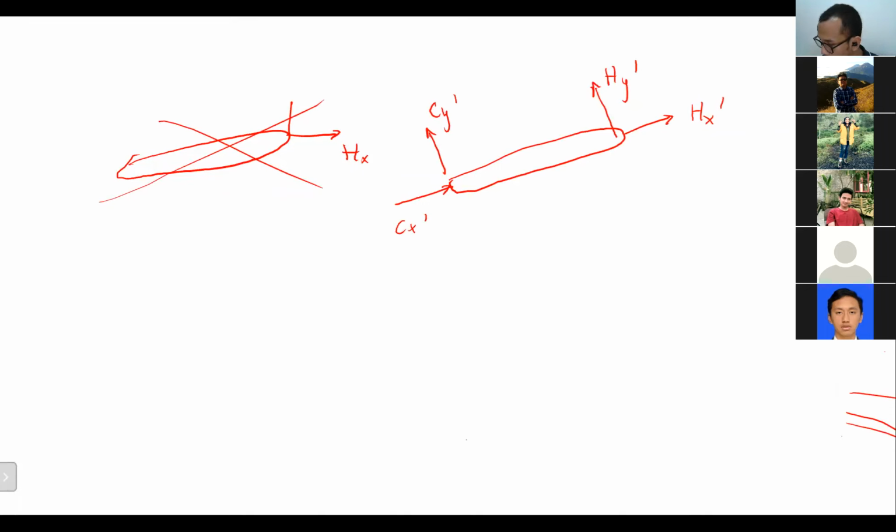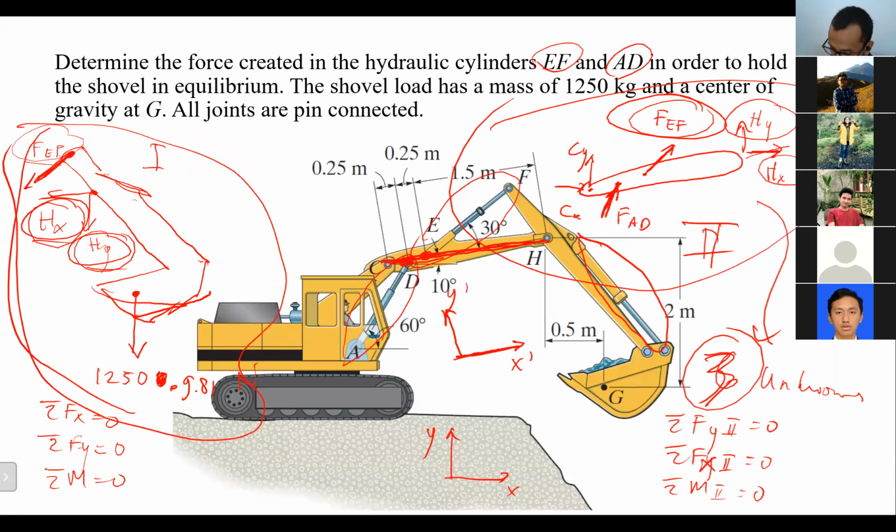Then we have FEF, FAD, FEF, FAD, like that. You can use it this way. And the same for the first free body diagram, you can use X accent and Y accent as well there.